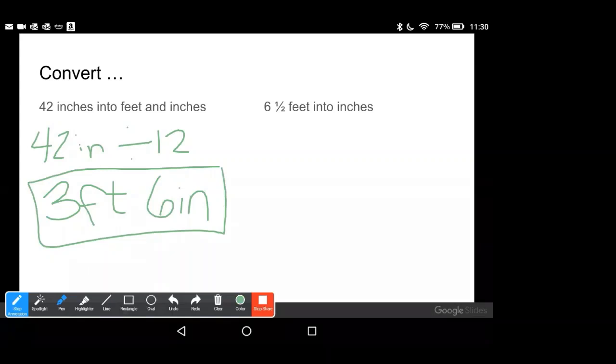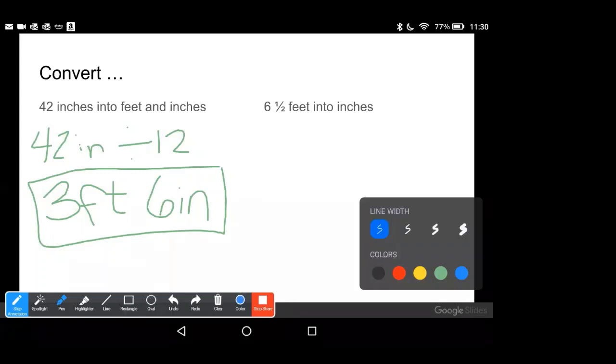Okay, so that one's kind of just something to think about. You can do the math behind it. Technically, you're dividing by 12. But just think about it, and then check your answer to make sure it makes sense. So 3 feet is 36 inches, plus 6 more is 42 inches. So you're right. If you would have multiplied instead of divided, you would have got an answer that really didn't make sense.